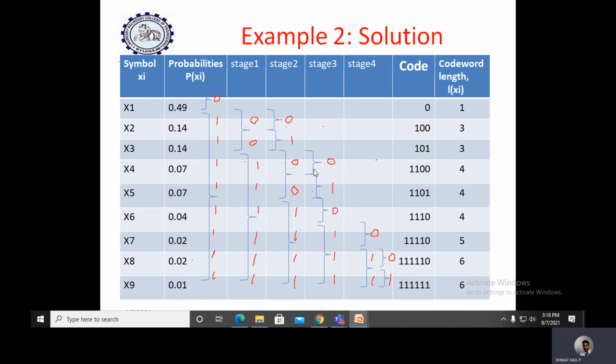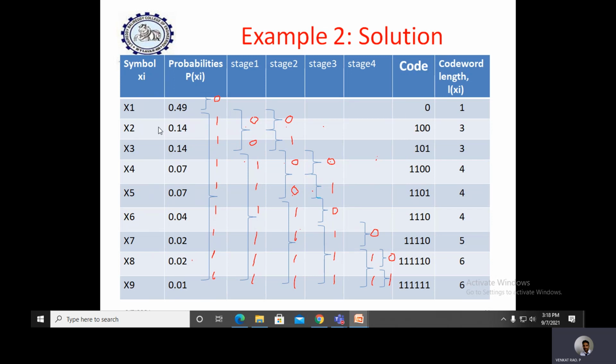Again divide this group into 2 halves. This is the upper one, this is the lower one. Assign 0 to the upper one, assign 1 to the lower one. Again divide this group into 2 halves. This is one and this is the second half. 0 to the upper group, 1 to the lower group, and so on. Finally, at the end, this subgroup is divided again into 2 halves, 0 and 1. Since each subgroup contains only one element, you cannot divide further.